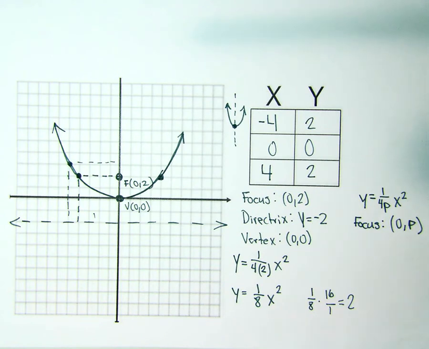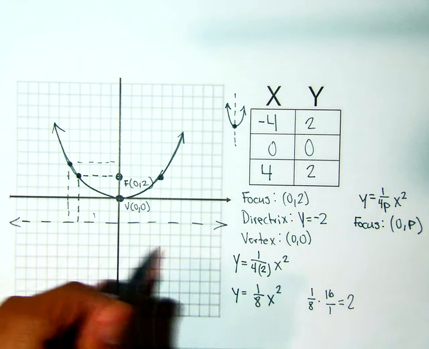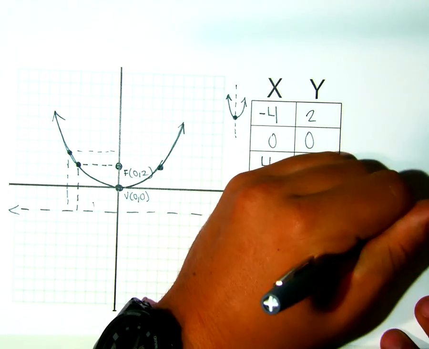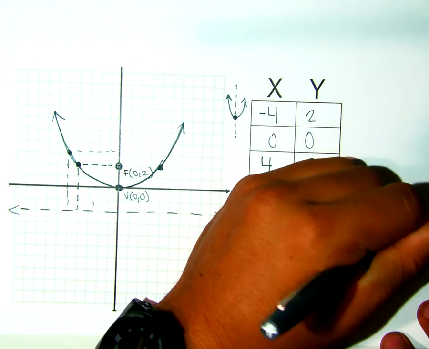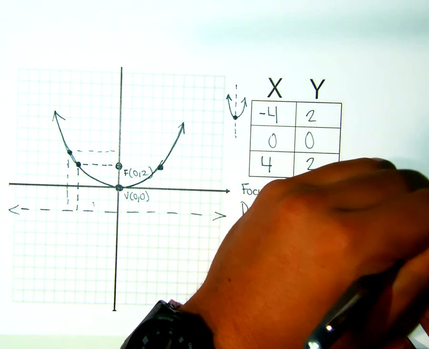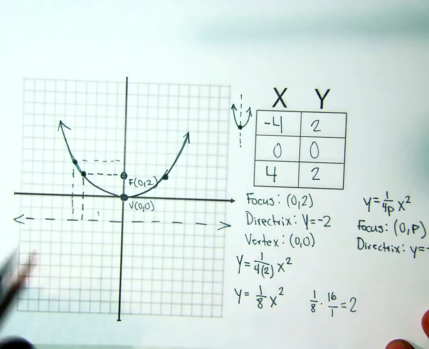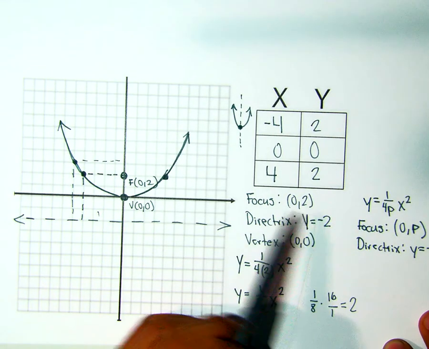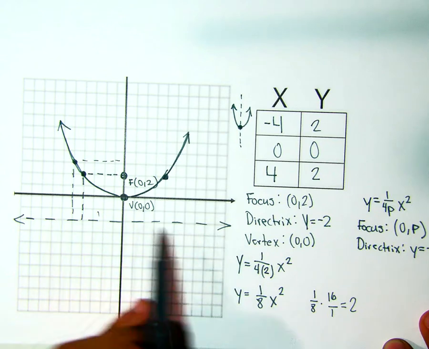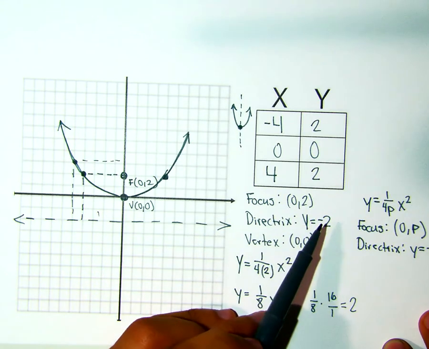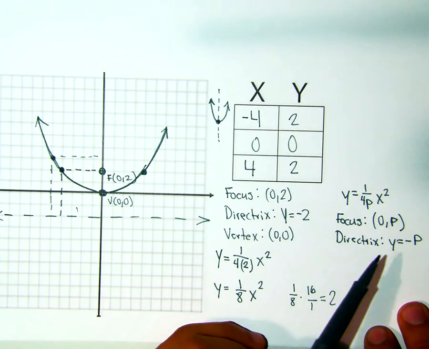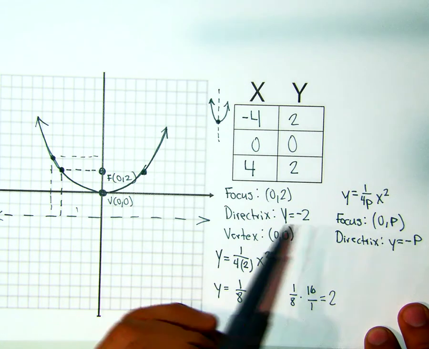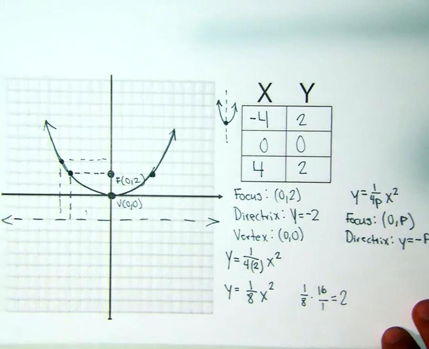Another thing that you'll notice is that the standard form for the directrix is y equals -p. So our p we said was 2. Well, this line here we said was -2, y equals -2. So based off what we said the standard form was, this is true. We have 2 and we have -2.